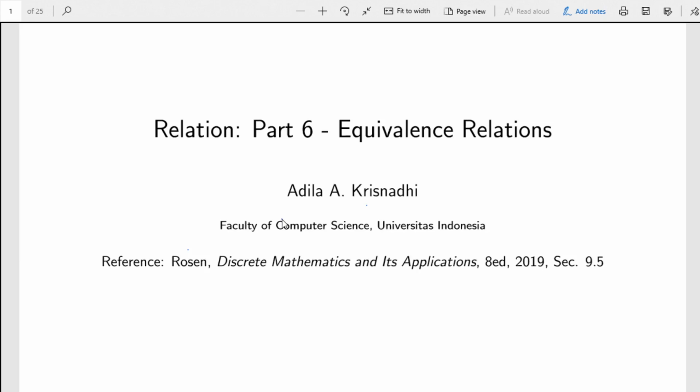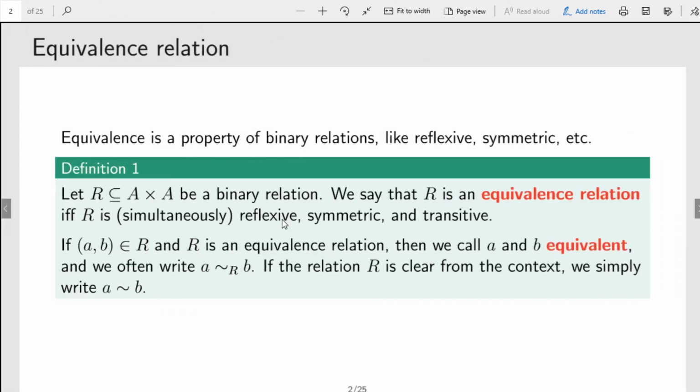Now we come to the next part of our discussion of relations, and this time we will be talking about equivalence relations. An equivalence relation is a relation that satisfies a property of equivalence. Equivalence is a property of binary relations, like reflexive, symmetric, and so on.